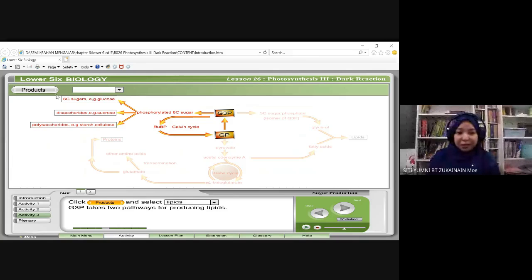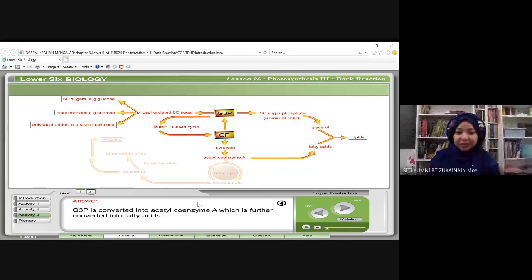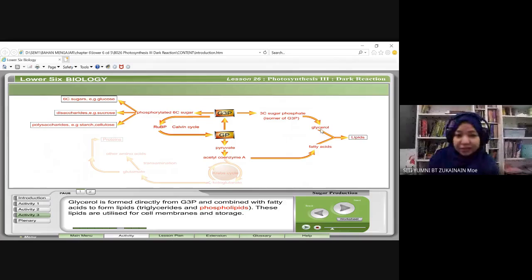All right, now I click on products again. How about lipids for the plants itself? First, how are fatty acids produced? G3P is converted into acetyl coenzyme A, then further converted into fatty acids. Glycerol is formed directly from G3P itself and combined with fatty acids to form lipids, triglycerides, and phospholipids. So these lipids are utilized for cell membranes and storage.